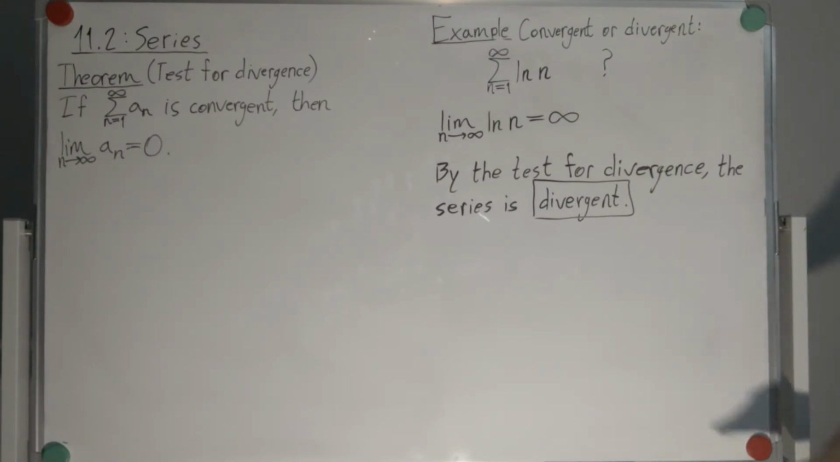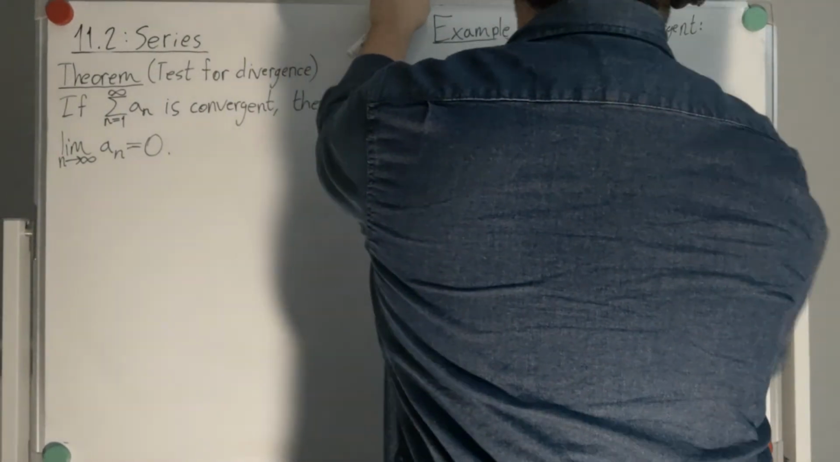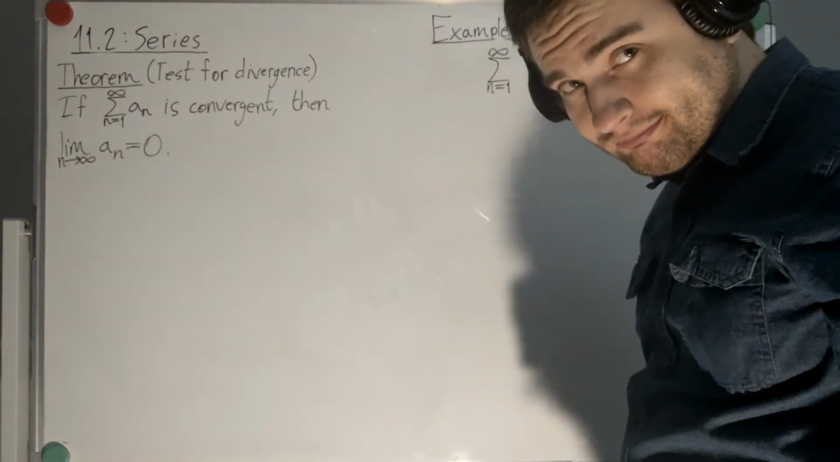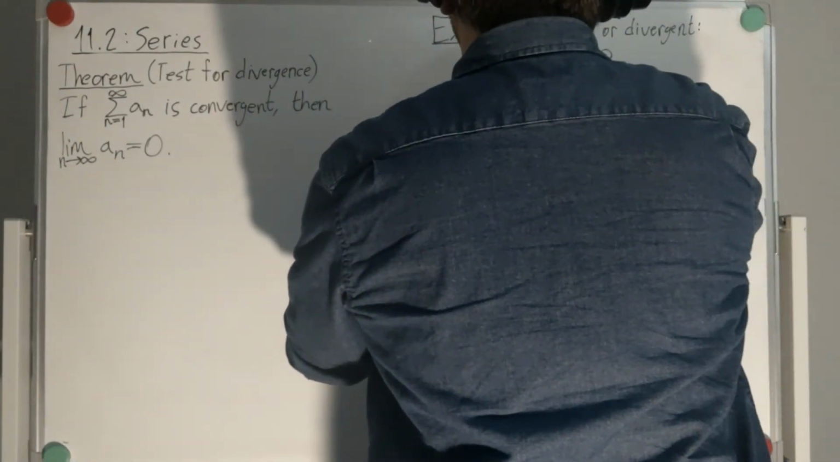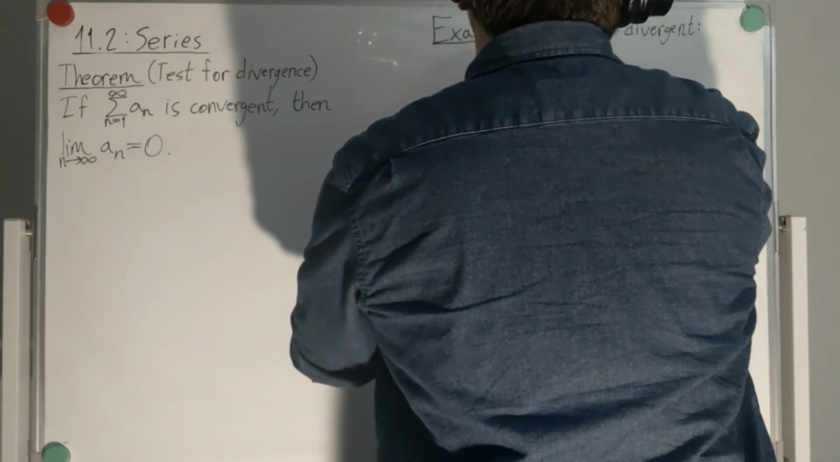Let's look at another example. Same question. We're going to determine whether it's convergent or divergent, and if it's convergent, we're going to find its sum. This one is the sum from n equals 1 to infinity of sine squared of n pi over 2.